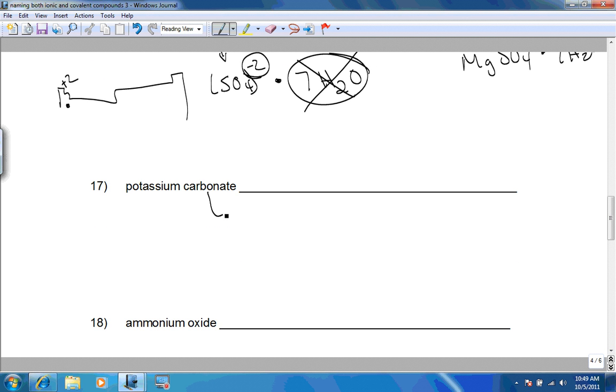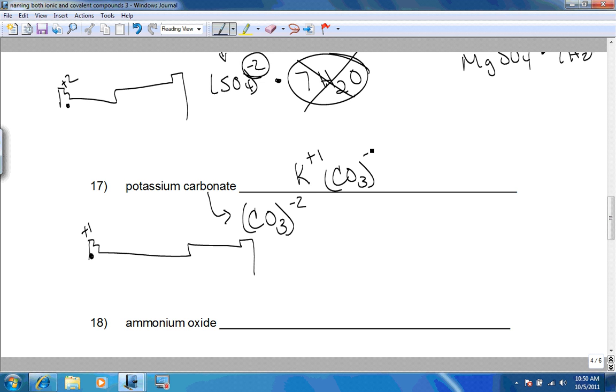Potassium carbonate. Carbonate is a polyatomic ion. Potassium's a metal, carbonate's an anion, so potassium becomes a cation and carbonate becomes an anion. And because of the cation anion, it's an ionic compound. There's no prefixes, so that means we do have to concern ourselves with the charges. Potassium, if you look on the periodic table, is a +1 charge. Carbonate is a -2 charge. You crisscross those, K2CO3. Because of the fact that this is a 1, I can just write it K2CO3.